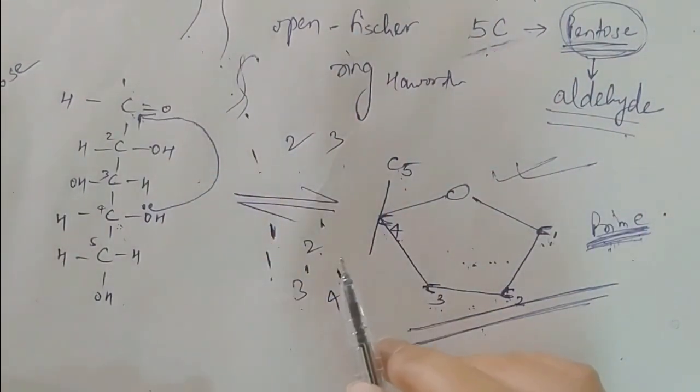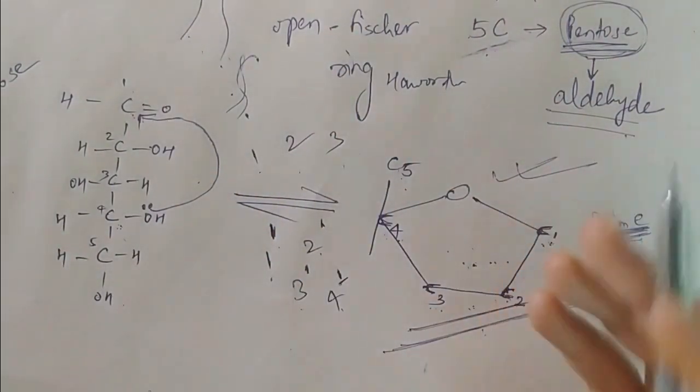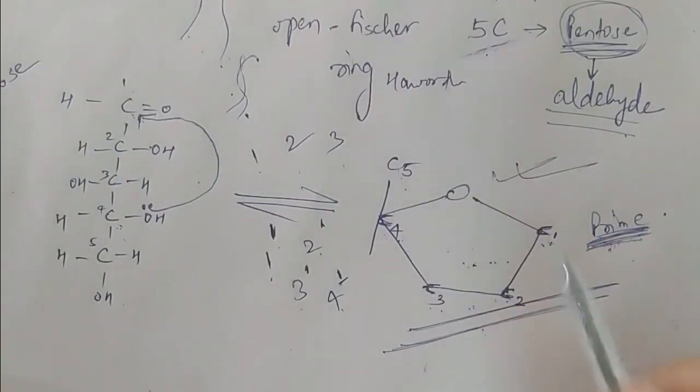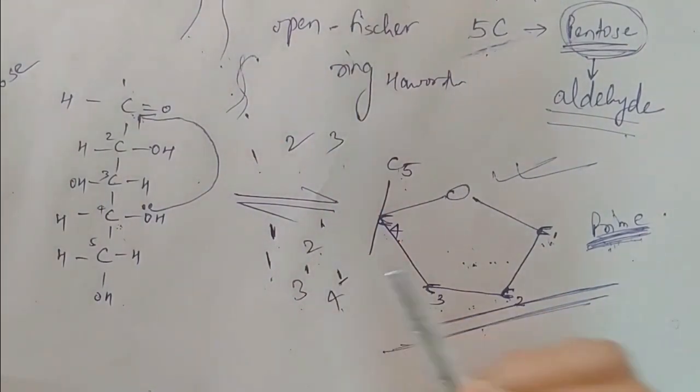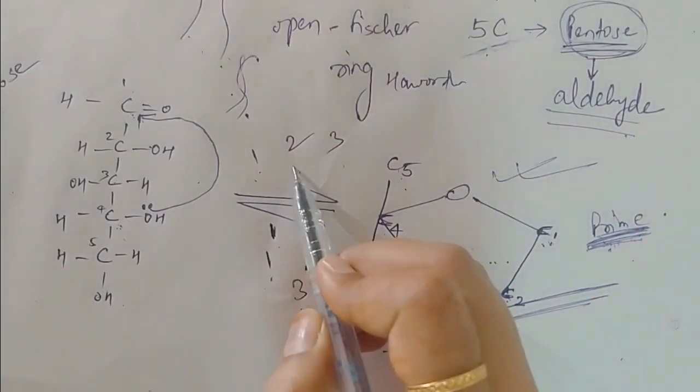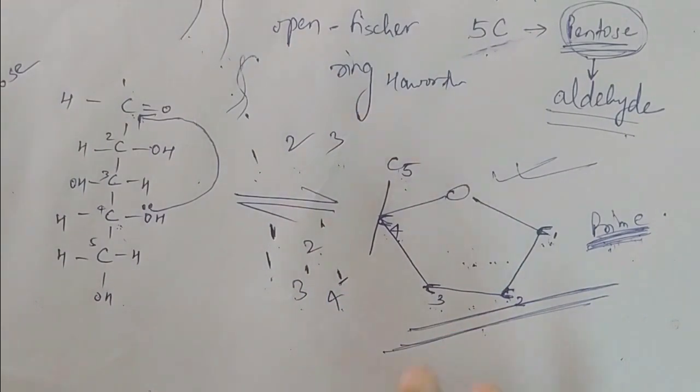Because the nitrogenous bases found in DNA or RNA are also ring structures like this and they are also made up of carbon atoms. So whenever we are using terms like 1 prime, 2 prime, 3 prime, you need to understand we are talking about carbon atoms of sugars, and whenever we are using terms like 1, 2, 3, we are talking about carbon atoms of nitrogenous bases. In order to avoid confusion, we are using the word prime.